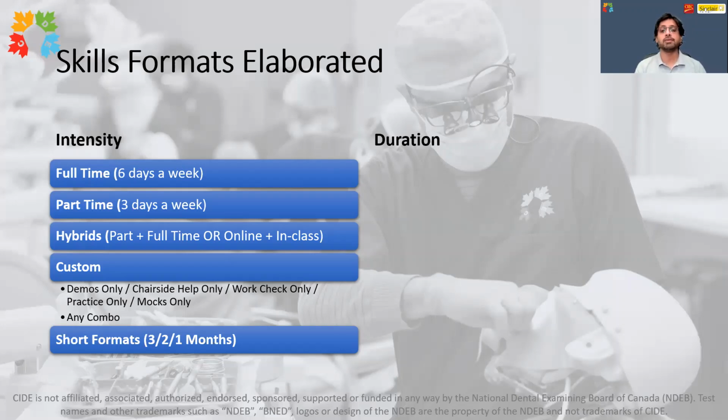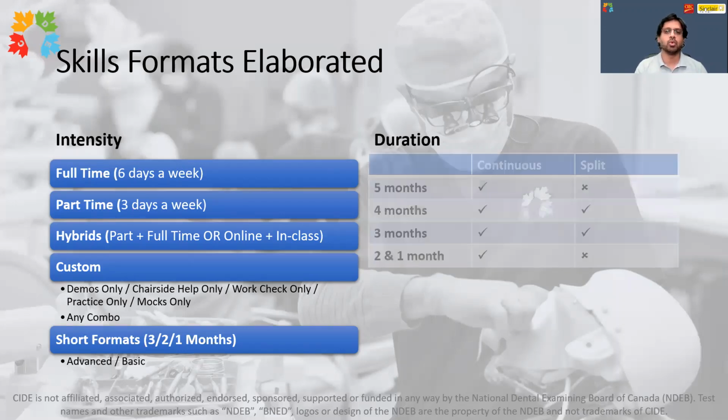The important thing to keep in mind with the shorter formats, when you're looking at the 3 to 1 months, is that you can pick whether you want an advanced version of the course as an advanced learner, or you want a basic version of these shorter courses. That will determine where we place you in the program. So that is something we can discuss one-on-one.